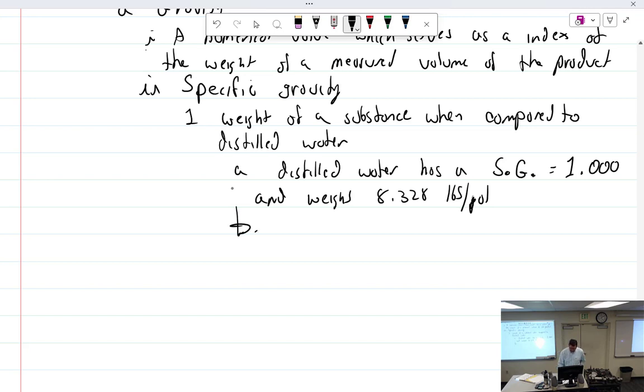B. Can't even write a B right now, I'm so upset. Aircraft oil has a specific gravity of about 0.9. So which is heavier, oil or water? Water. Okay, so if you put oil and water together, which goes to the top? Oil.